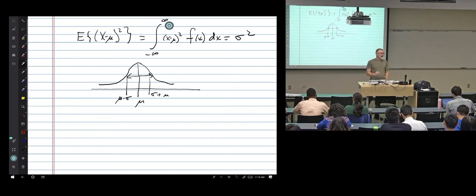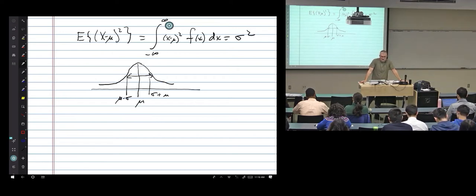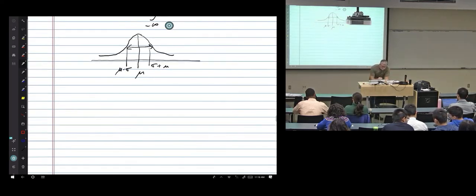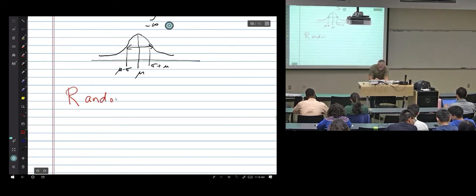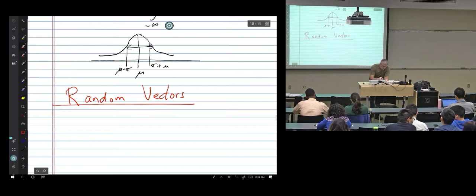Now, how many equations do we find that are interesting that have only one variable in them? And the answer is in engineering, not enough. So we're always having to deal with vectors. So we need to now talk about random vectors. How many of you have seen random vectors before? 2, 3, 4, 5, 6, 7. Okay, so I just want to review random vectors, to get the concepts down.